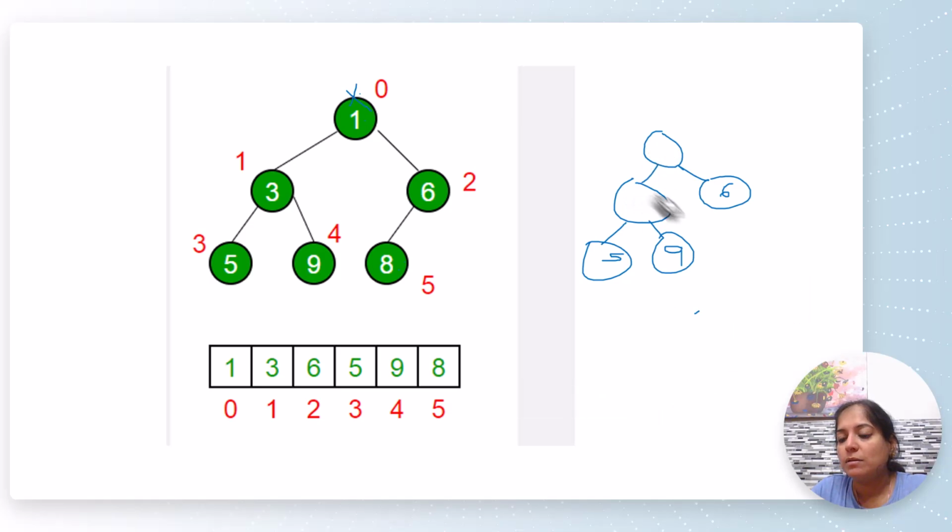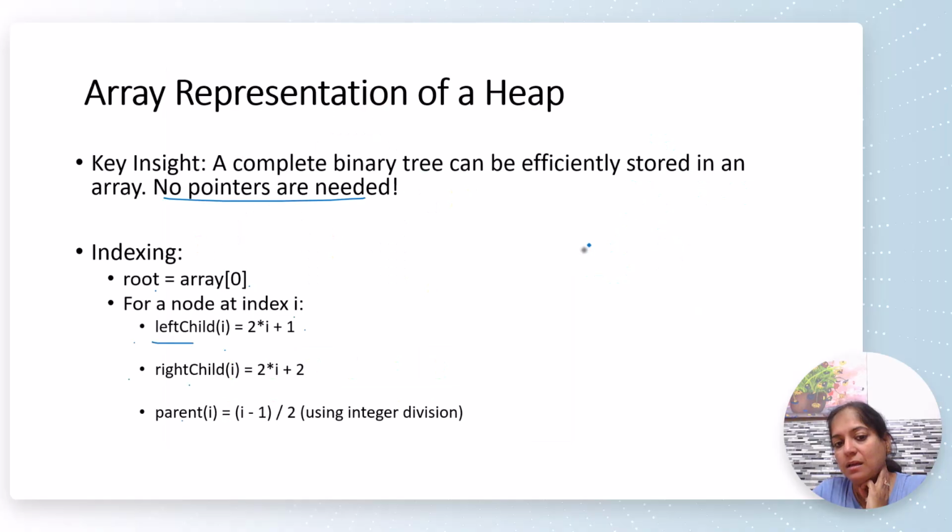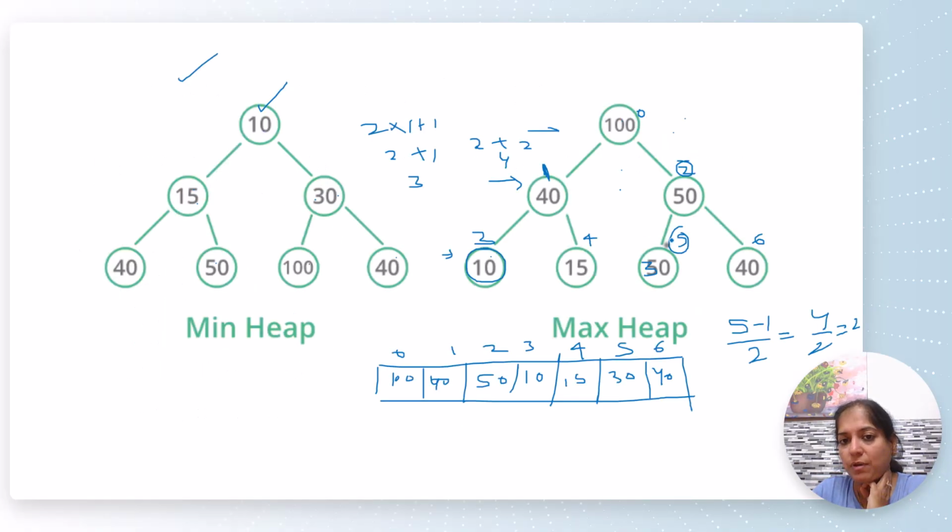So 3 will come here and 8 will come here. Now again perform the bubble down operation. Compare 8 with 5 and 9 and swap it with the smaller element. So 5 comes here and 8 comes here. And now you can see the heap property is maintained. So this is how the deletion works.